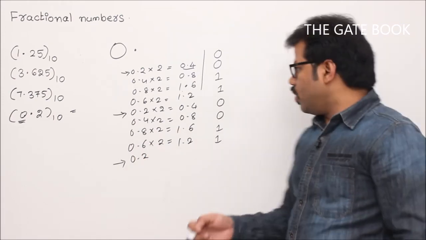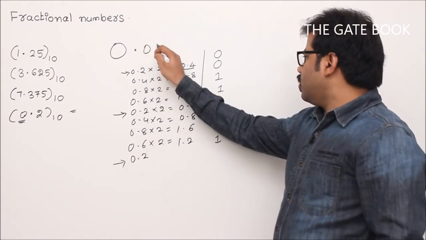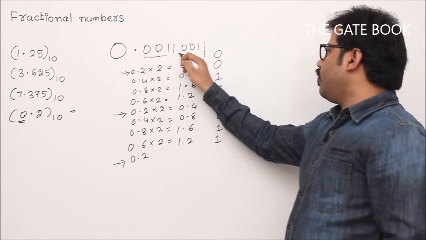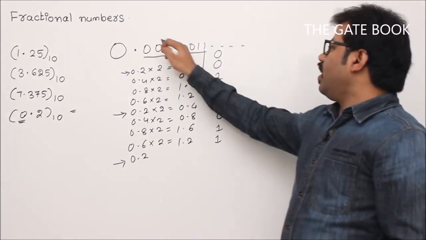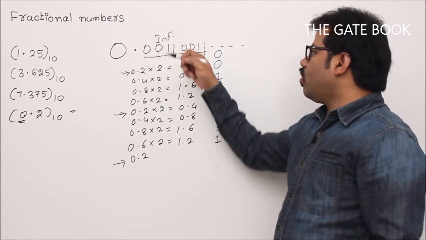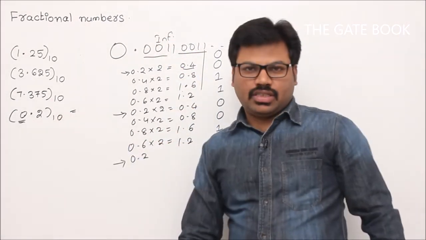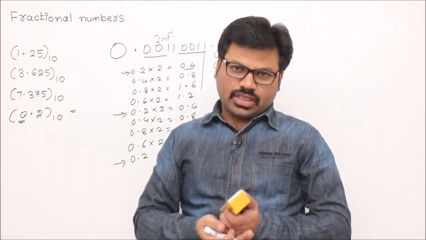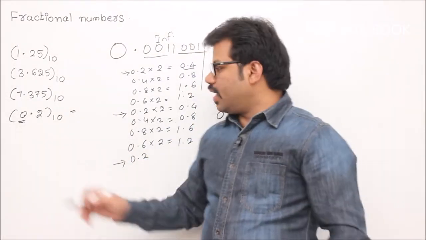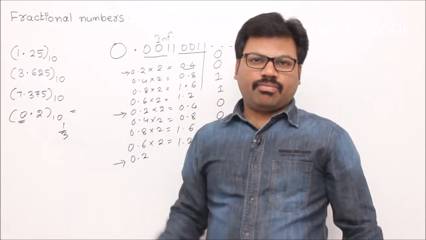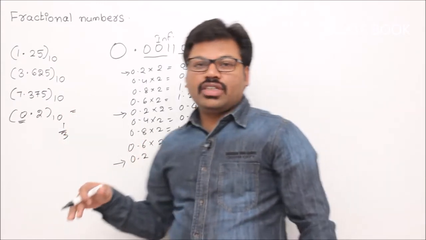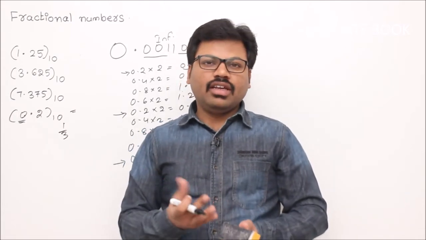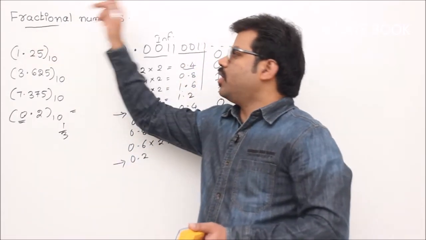It's a never ending story. Then you get 0.0011 0011. This 0011 pattern will be repeated again and again. So infinite bits are required here also to represent this 0.2 base 10. That means some numbers cannot be represented with finite positions. That you should understand, like in decimal we have 1 by 3, right? So this is about conversions from decimal to especially binary when you have fractional numbers.